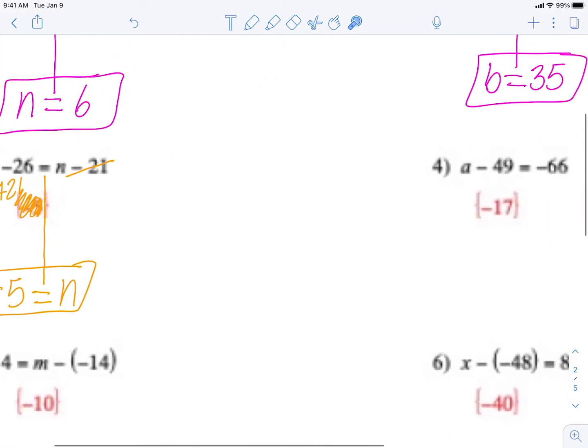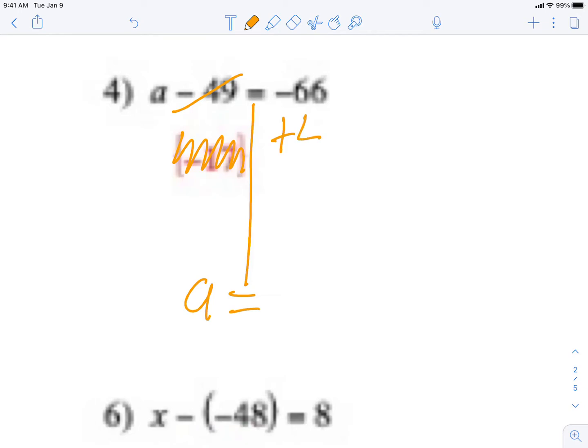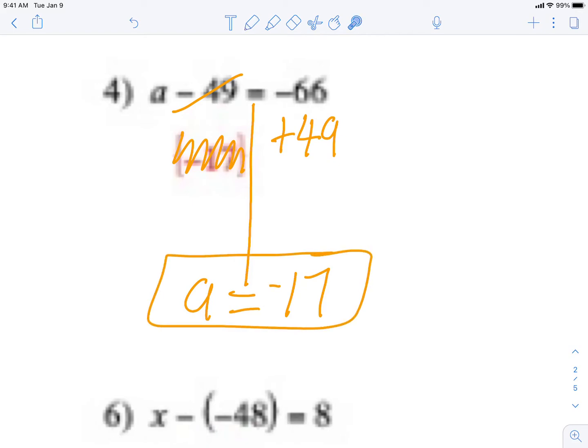Okay. Same steps. Same steps. Right? This is going to be negative 17, so we know that. So I'm going to bring my line of separation down, my equal. My a is on the left, so it's going to come down on the left. And that means this minus 49 is going to go over to the right. And these are not the same sign, so I subtract. 66 minus 49 is 17. Negative 17 because 66 is bigger and 66 is a negative, right?